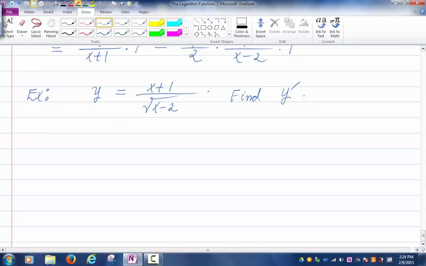The method that I'm going to apply now doesn't really save you much work in this problem, but I'm going to show you another example where you'll see that this method makes things a little bit better. Okay, so this is known as log differentiation. I should say logarithmic differentiation.